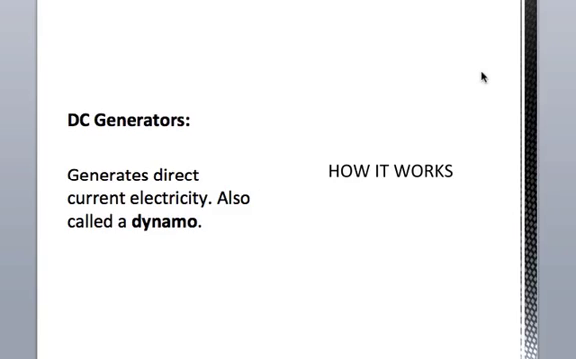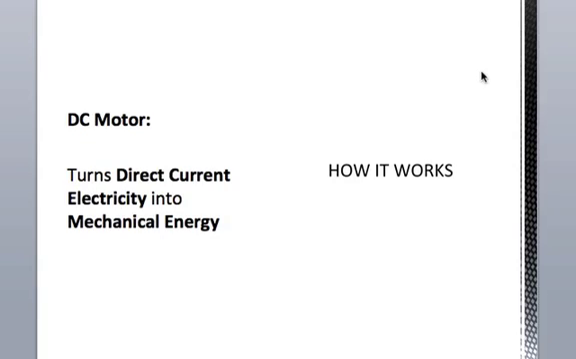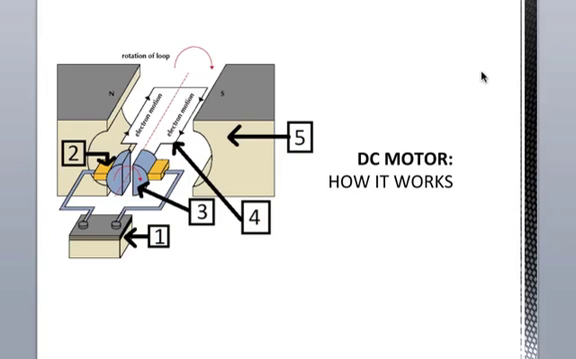We call this a dynamo. If we reverse a DC generator, we can actually turn it into a DC motor, much in the same way that we can use a bar magnet to make electricity, or use electricity to make a magnetic field. We can use an electric current to produce motion using a DC motor. So a DC motor, instead of turning mechanical energy into direct current energy, like we would find in a generator, turns direct current electricity into mechanical energy.